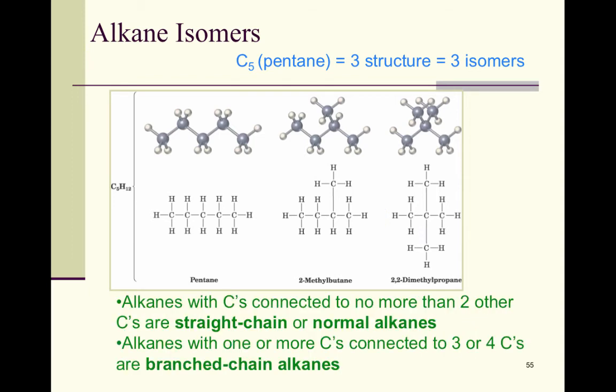All right, so I went ahead and cleaned up all my notes there. Let's take a look. Alkanes with carbons connected to no more than 2 other carbons are known as straight chain or normal alkanes. So that would be this example here. This is called a normal or straight chain. Alkanes with 1 or more carbons connected to 2 or 3 carbons are called branches. So this 2-methylbutane has 1 branch, and 2,2-dimethylpropane has 2 branches.